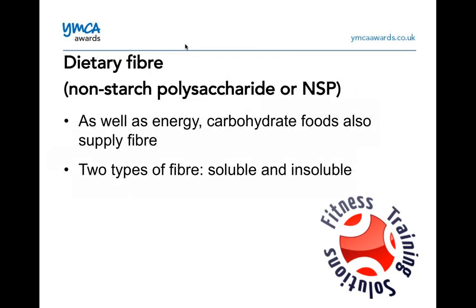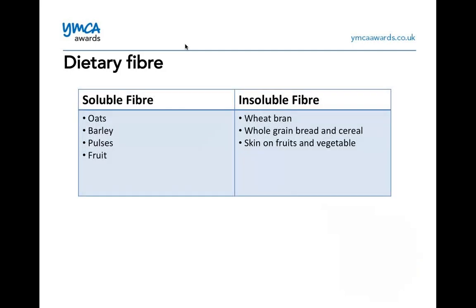So what we're looking at, we've got fiber. Non-starch polysaccharides, or NSP. As well as energy, carbohydrate foods also supply fiber. There are 2 types of fiber that you need to be aware of: soluble and insoluble. Soluble fiber is found in oats, barley, pulses and fruits, whereas insoluble fiber is found in wheat bran, whole grain breads and cereals, and the skins on fruits and vegetables.